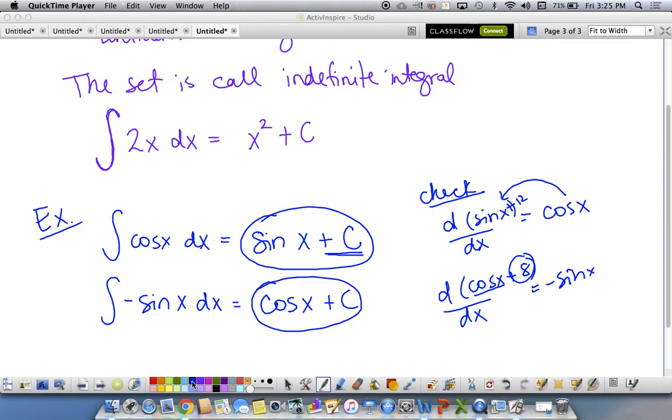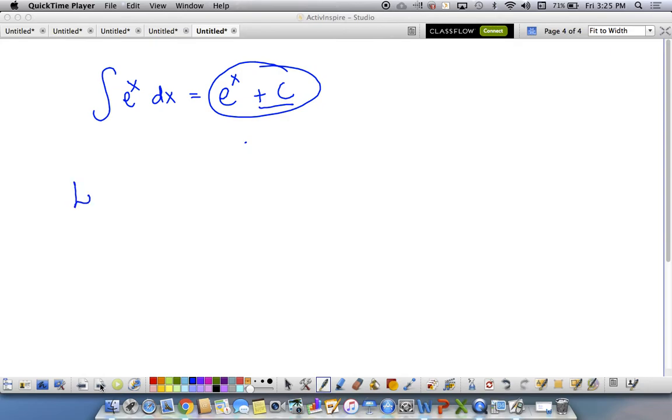I'm going to go to the next page and we'll look at a few more. What's the integral of e to the x dx? Whose derivative gives me e to the x? It's e to the x plus your constant c. Now here they worded it a little differently, but it means the same thing.